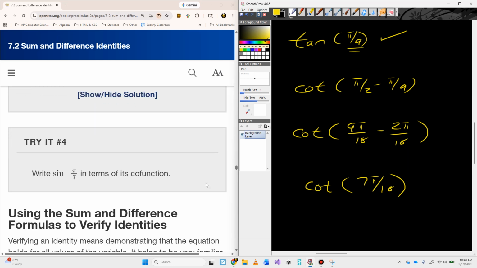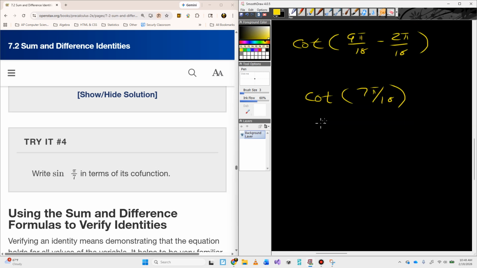So we did that. Write sine of pi over 7 in terms of its cofunction. Again, the cofunction of sine is cosine: pi over 2 minus pi over 7. Simplify that, and you will get the cosine equivalent. So whatever the angle is, pi over 7, we take pi over 2 minus pi over 7.